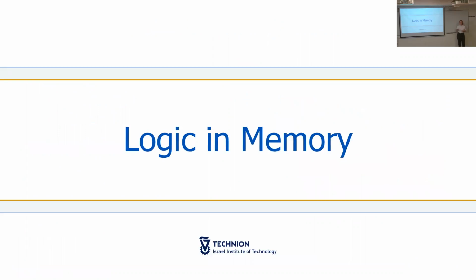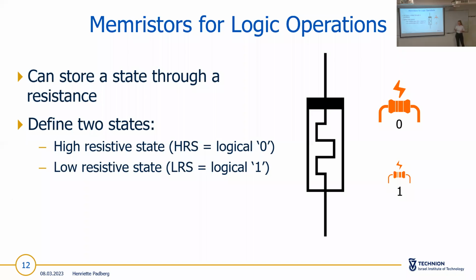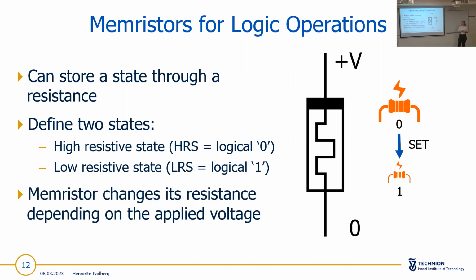Okay, now that we have learned about the general switching processes, we can go on to the application for logic in memory. The memristor can be used to store a state through a resistance, and we can define two states. We have the high resistive state as logical 0 and the low resistive state as logical 1. If we want to switch between them, we apply voltages. The convention here is that wherever this black bar is, a positive voltage applied on this side would lead to a set process. And the other way around, if you apply the positive voltage on the other side, the cell effectively sees a negative voltage and the reset process happens.